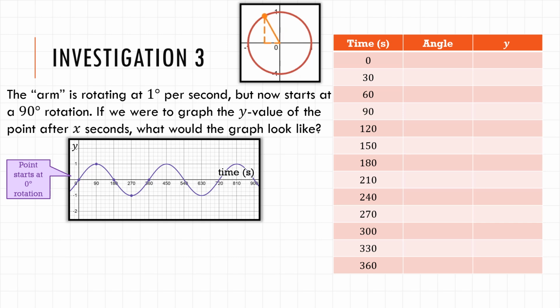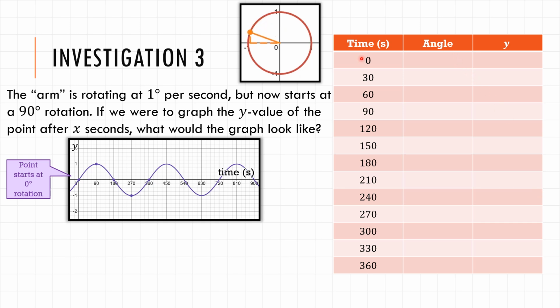In this third and final investigation, the arm is still rotating at 1 degree per second, but now it actually starts at a 90-degree rotation from here. So it starts right here. Now, if I wanted to graph the y values after x seconds, what would that graph look like? Copy and complete this table of values, and then we'll take that up.